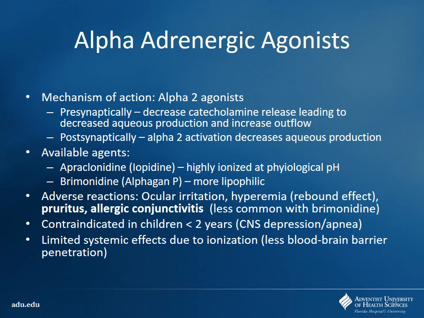Apraclonidine is nice because it's highly ionized at physiologic pH, which actually limits the amount of it that gets into the CNS. So you see less systemic side effects from it, versus brimonidine, which is more lipophilic and has a bigger chance to cross the blood-brain barrier and cause more systemic effects.